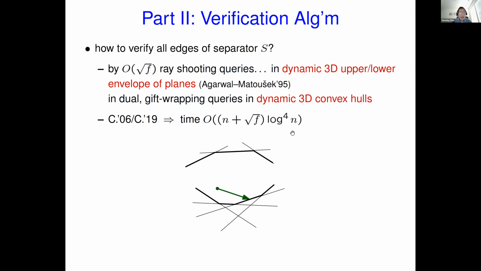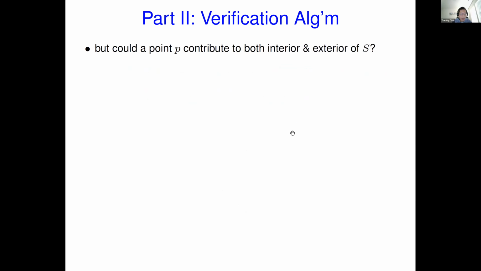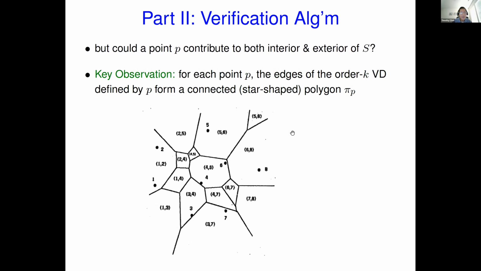So then are we done? Well, not quite. The next question is, how do you recurse? In particular, which points should be assigned to the subproblem for the inside, and which points should go to the subproblem for the outside? Could there be points that contribute to both the interior and the exterior of the separator? And if so, how many? To answer these questions, I'm going to digress a little bit and talk about one simple but important observation about order K Voronoi diagrams.